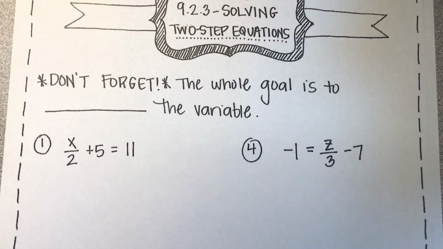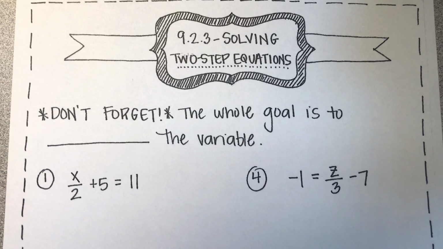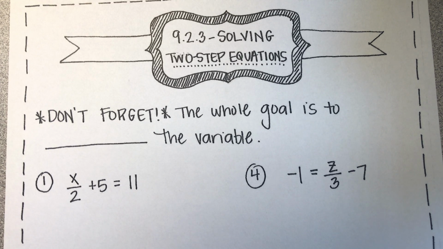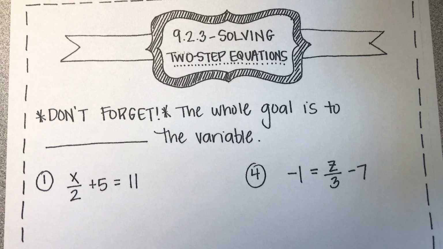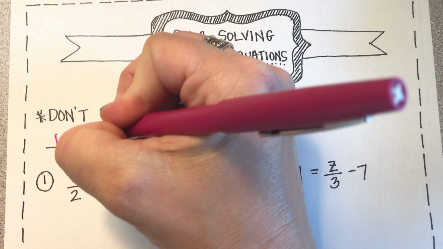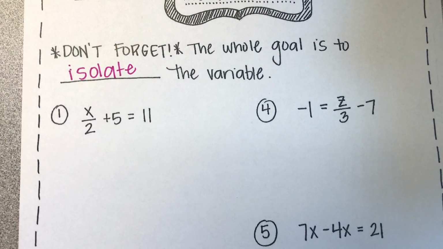Okay, today we're continuing equations and we're going to be solving two-step equations. And spoiler alert, these have two steps. Okay, we can't lose sight of the goal. Sometimes it's easy to lose sight of what we're trying to accomplish within the math. So we want to make sure that we have eyes on the prize, that we know what we're trying to accomplish, and our whole goal is to isolate the variable. Okay, we want to get that variable alone.